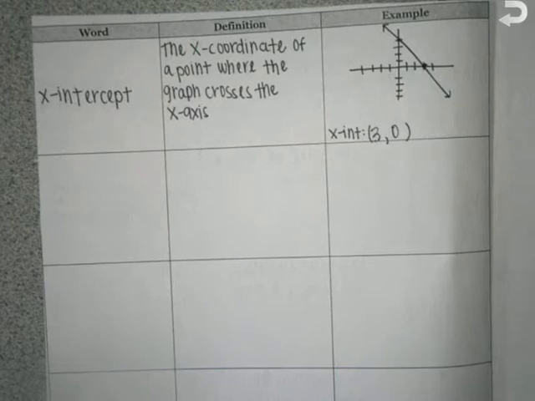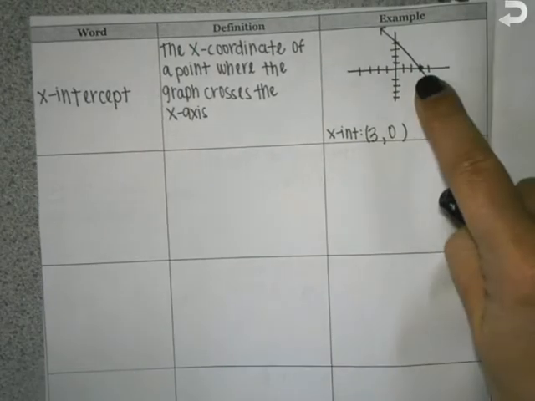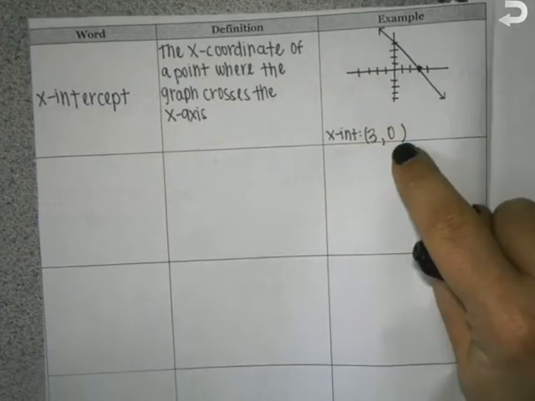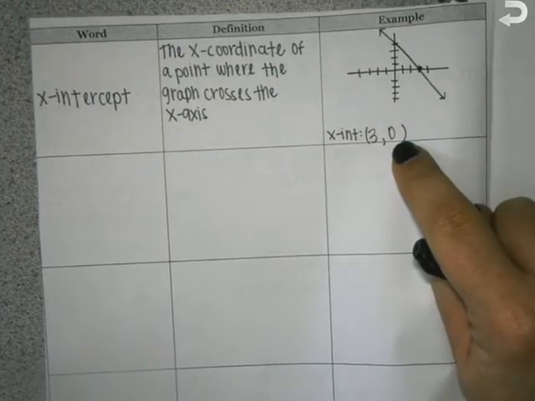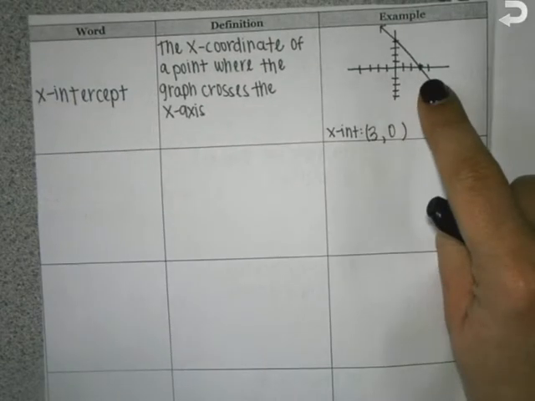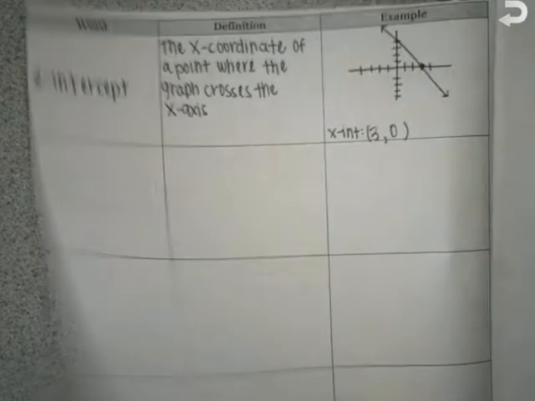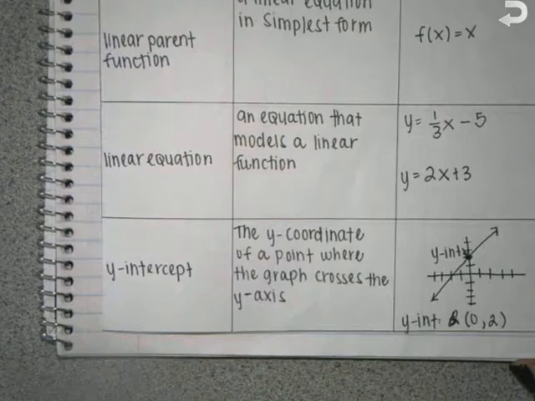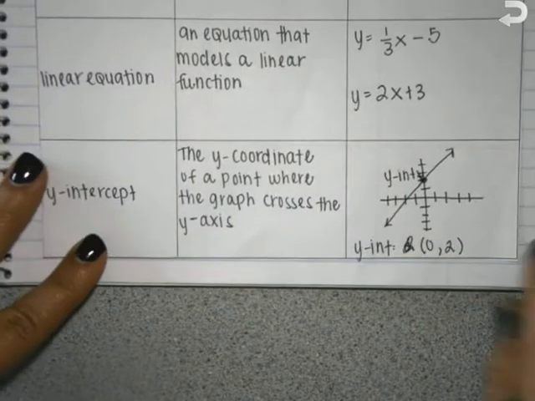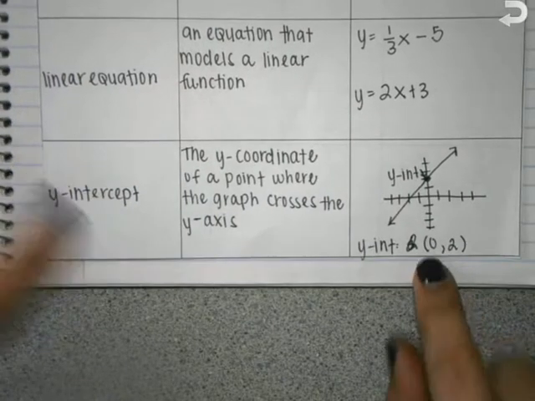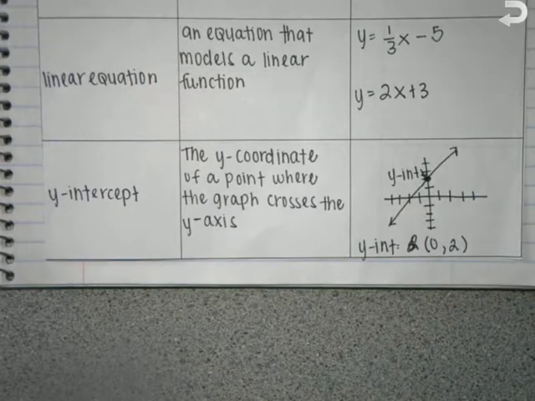So what I want you to notice: when I'm finding the x-intercept, the y-coordinate was what? When I'm crossing the x-axis, what's the y-coordinate? 0. Do you think it will always be that way? Yes. When I am crossing the y-axis, what was my x-coordinate? 0. So to find intercepts from an equation, you plug in 0 for the opposite term.